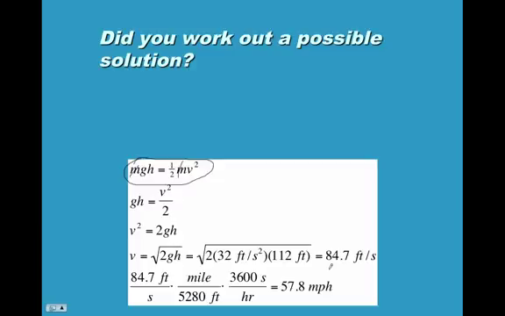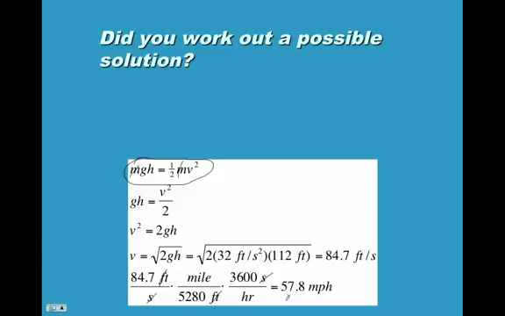Of course, we're going to be interested in miles per hour, so let's do some dimensional analysis here. 84.7 feet per second. There's 5,280 feet in a mile, so these cancel out. Alright, now where's our miles? Now there are 3,600 seconds in an hour, 60 times 60. So these cancel out, and we're left with miles per hour. So complete the calculation there, and we get about 57.8 miles per hour.